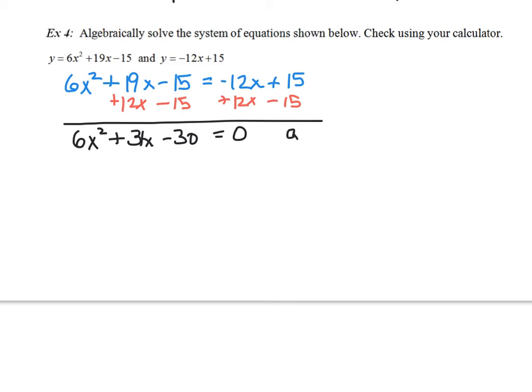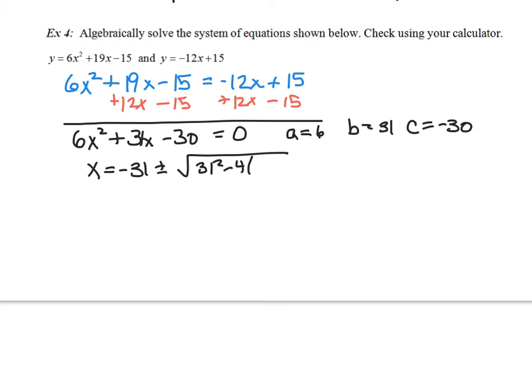So I'm going to say a is equal to 6, b is equal to 31, and c is equal to negative 30. Substituting these into my quadratic formula, I have x is equal to the negative of 31 plus or minus the square root of 31 squared minus 4 times 6 times negative 30, all over 2 times 6, which is 12.